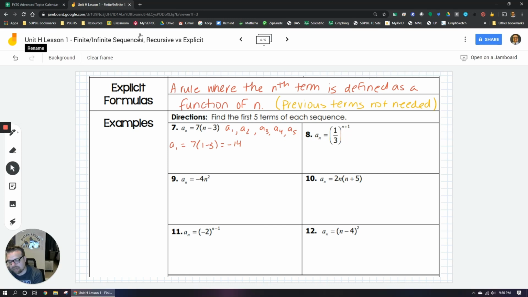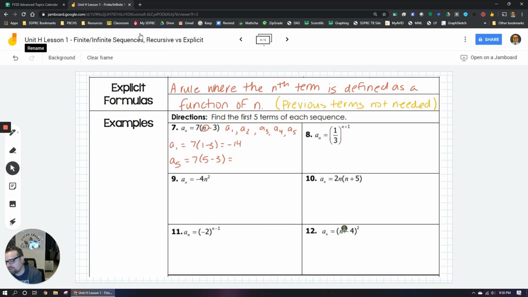Let's skip and do the fifth term. You can find all the ones in between. It's really not that hard. You're just plugging in. So let's say we're finding the fifth term of the sequence. That's going to be the same function, but instead of n, we're going to do 5 because n is 5 in this case. So 5 minus 3. And 5 minus 3 is 2, and 2 times 7 is positive 14.